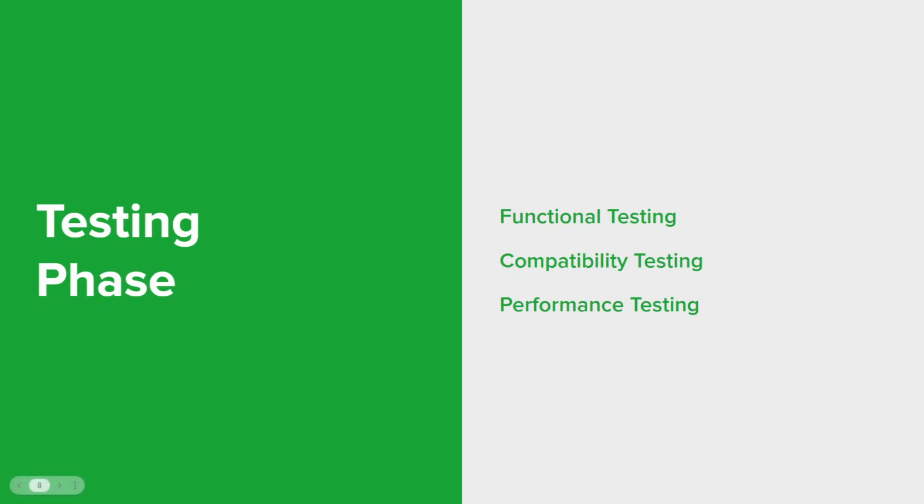Once all of the changes have been confirmed, it moves on to the testing phase. So this is just before the website goes live. Rigorous testing is conducted to identify and resolve any bugs, errors, or usability issues. This phase includes functional testing, so ensuring that all functionalities, features, and links work as intended. Compatibility testing, so testing the website on various browsers, devices, and operating systems to ensure consistent performance. And performance testing, so assessing the website's loading speed, response times, and overall performance.